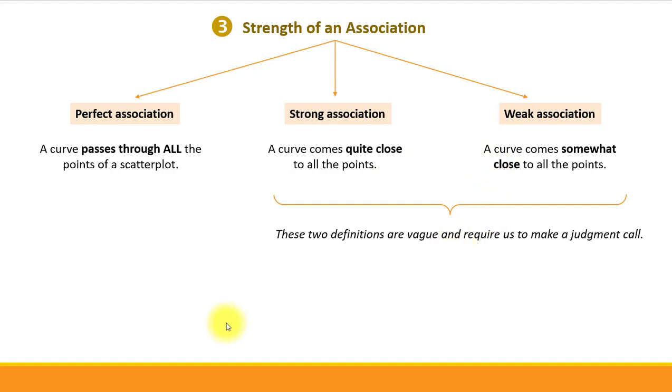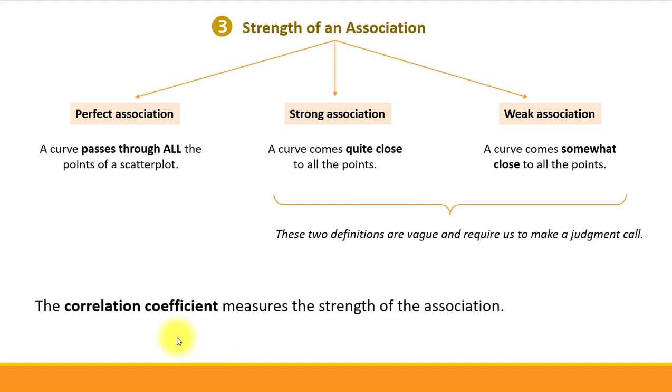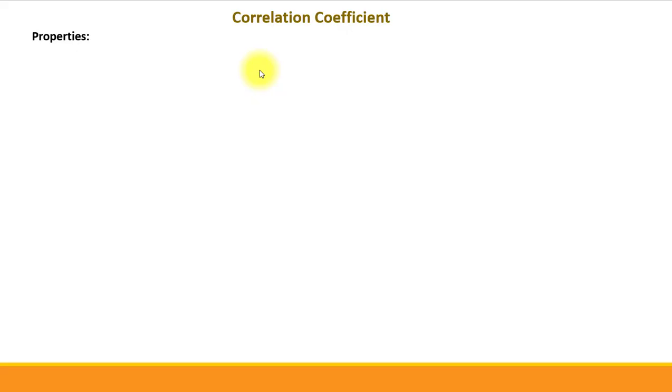So we're going to use a different method of determining whether association is strong or weak, and that is by using the correlation coefficient. It is a number that measures the strength of the association. Let's have a brief introduction about the correlation coefficient, but we're going to talk about it in more detail in the next video. So these are the properties of the correlation coefficient.